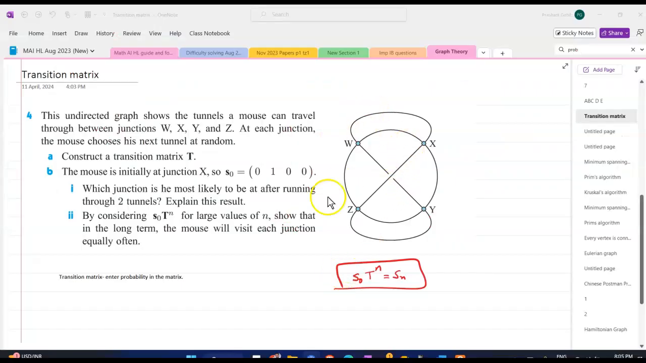So in graph theory, the transition matrix, remember transition matrix, you have to enter the probability in the matrix. That's the key thing. So this undirected graph shows tunnels a mouse can travel between junctions W, X, Y, Z. At each junction, the mouse chooses his next tunnel at random. So construct a transition matrix T.